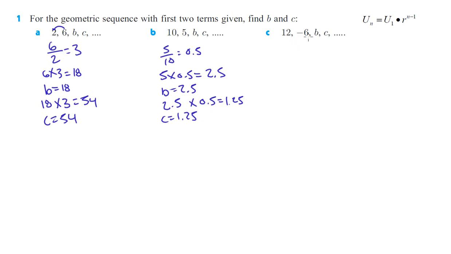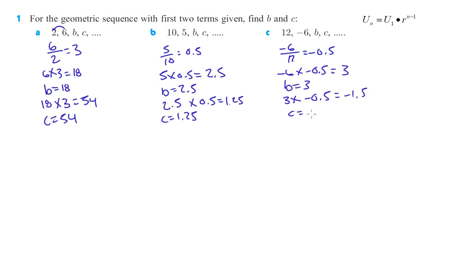Okay? For C, negative 6 over 12 is negative 0.5. So to find B, we do negative 6 times negative 0.5, which gives us a positive 3. So B is 3. And then to find C, we take 3 times negative 0.5, and that gives us negative 1.5. Okay? Okay, moving on to the next one.